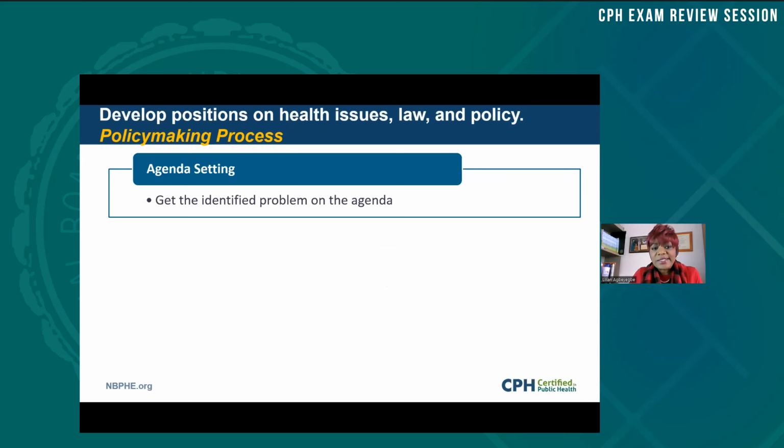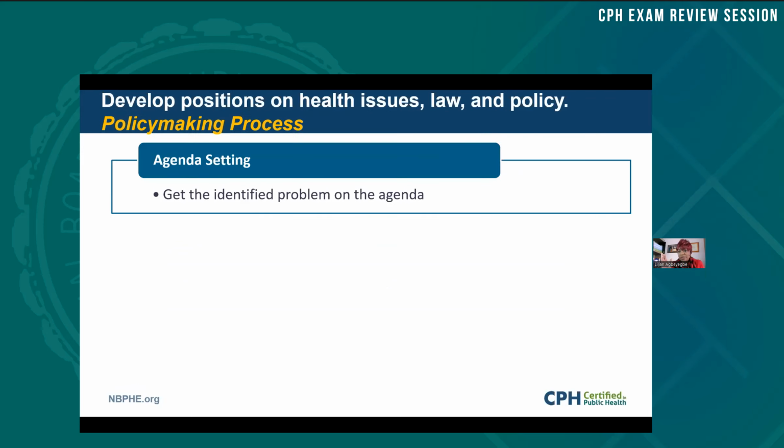Okay. In six steps, and we're going to go through them. The first thing you want to do is agenda setting. Before you decide that this is an issue and we need to address it, you want to look at what is the problem and how do you get that problem on somebody's agenda, on the agenda of your organization, on the agenda of your partners. You have to identify the problem and get it on the agenda.